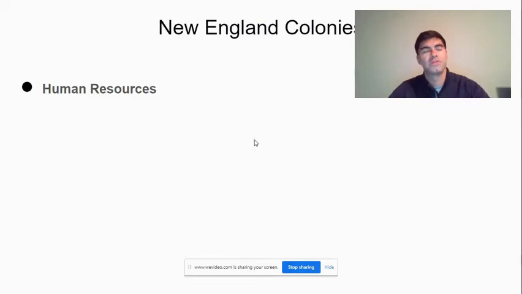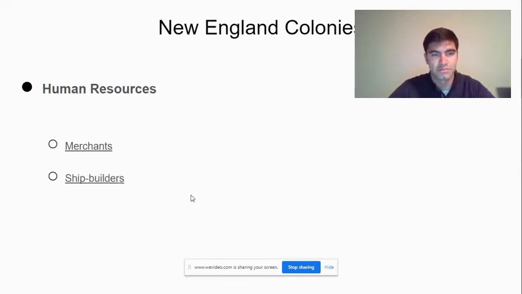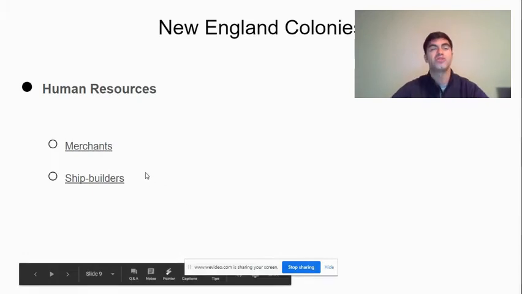What type of human resources does the New England region have? They're going to have merchants. A merchant is simply a person who trades goods to people or sells goods to people. So, for instance, a merchant may pay money to a fisherman for his fish, and then the merchant may go into a town in the New England region or a town in the Mid-Atlantic region and sell the fish that they bought from the fisherman. So merchants are traders.